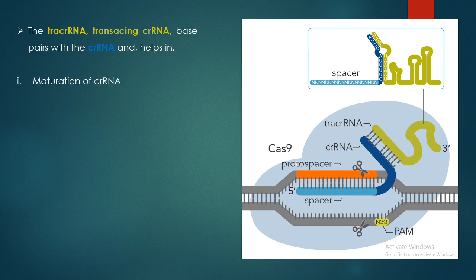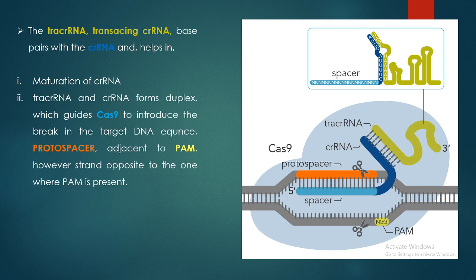A tracrRNA is believed to play two key roles. One, it helps in maturation of CRISPR RNA, and second, after forming a heteroduplex with CRISPR RNA, it guides Cas9 where to introduce a double-stranded break in the DNA. Cas9 introduces a nick next to the PAM within the protospacer sequence.